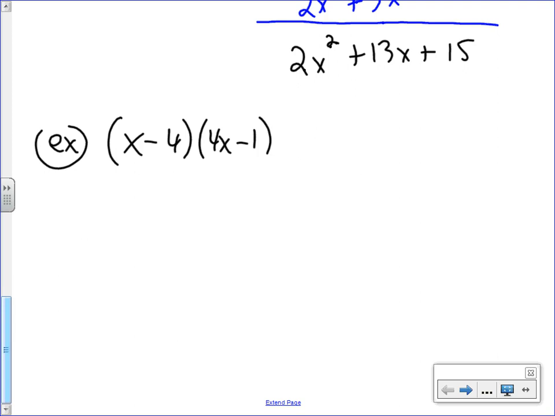You can put either one on top. It doesn't make any difference. I think when you learned how to multiply numbers, your teacher usually told you to put the biggest one on top, generally, although it didn't make any difference, but it doesn't matter. So I'll put x minus 4 on top, and I'm going to put 4x minus 1 on the bottom. Now here you have to watch out for signs.